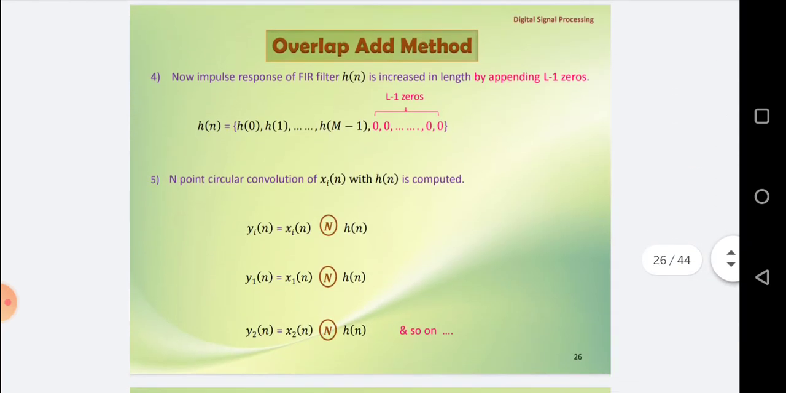Then what we have to do? First we have to increase the length of the impulse response to capital N. The impulse response is of length M, so we have to add L minus 1 zeros, so that we will get h of n of length capital N equal to L plus M minus 1. Take N point circular convolution of xi of n with h of n.